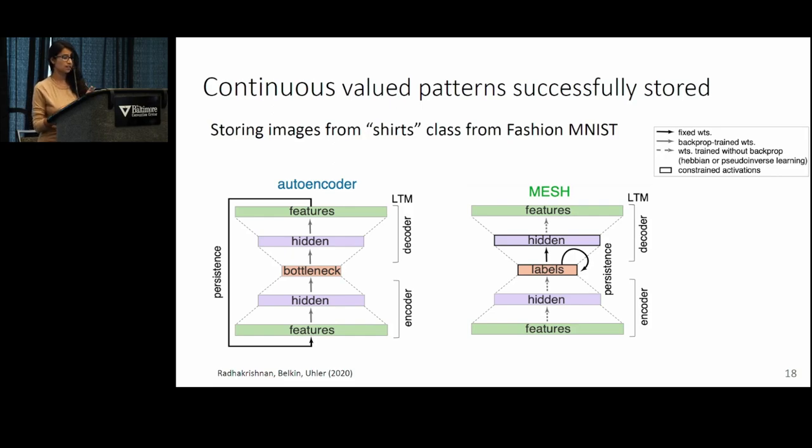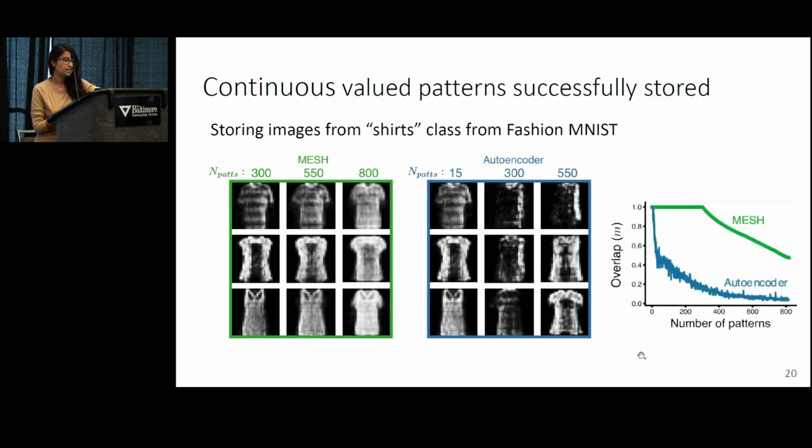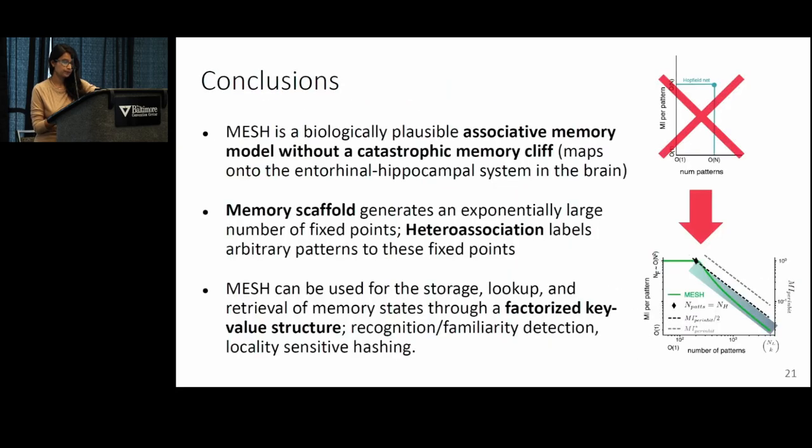And we compare this to a tail-biting autoencoder, which can also be seen as a memory device. And we find that as you increase the number of patterns that you're storing in mesh, here we store shirts from the Fashion MNIST dataset, you see that there's a gradual degradation in information such that you can still figure out which shirt this was, whereas in an autoencoder, you actually have this catastrophic forgetting. And we see the same thing numerically.